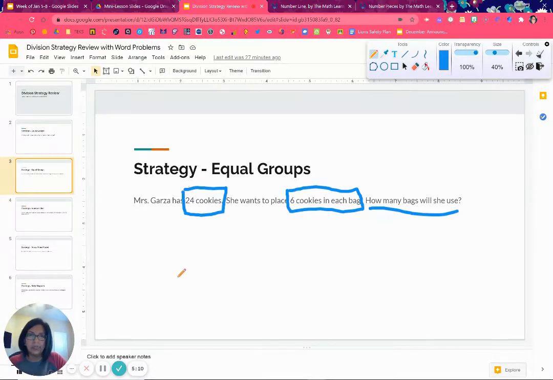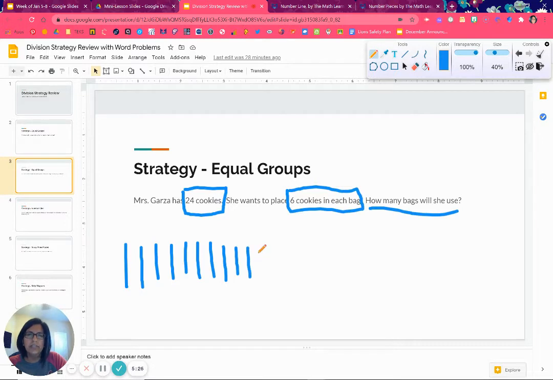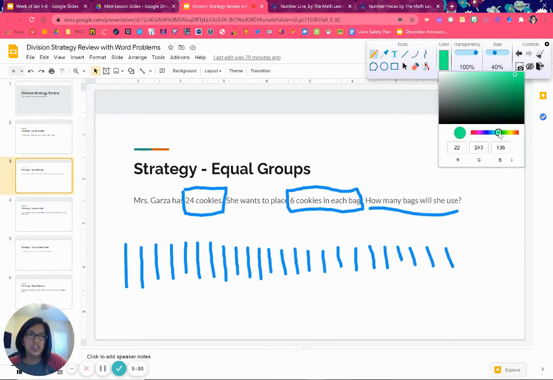Okay, so now let's see how it's really supposed to be done. The way you do this is just draw 24 tallies. 1, 2, 3, 4, 5, 6, 7, 8, 9, 10, 11, 12, 13, 14, 15, 16, 17, 18, 19, 20, 21, 22, 23, 24. Once I reach 24, because I know there's 6 cookies in each bag, now what I'm going to do is circle every 6 because that represents every 6 cookies.